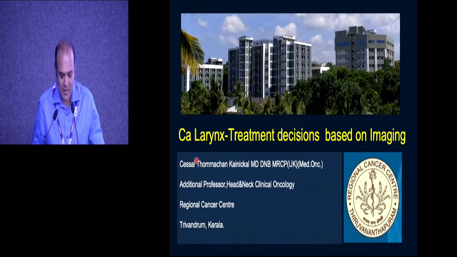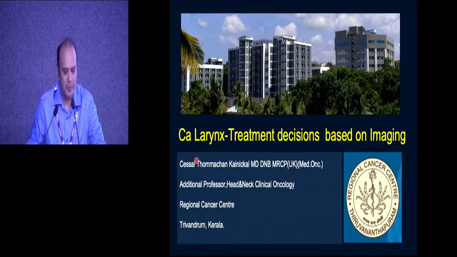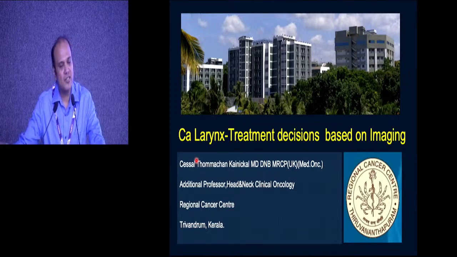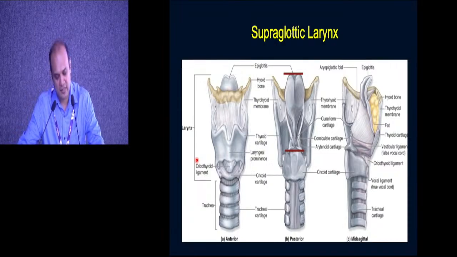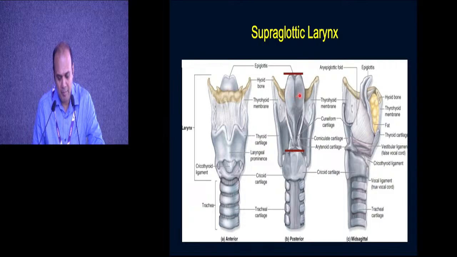Good morning. So today I'll be discussing the treatment decisions in carcinoma larynx based on imaging, a clinician's perspective. The larynx lies between vertebra C3 to C6, and it extends from the tip of the epiglottis to the caudal edge of the cricoid cartilage. The epiglottis has a suprahyoid part, which is the free part, and a fixed part, which is fixed to the thyroid cartilage by the thyroepiglottic ligament.